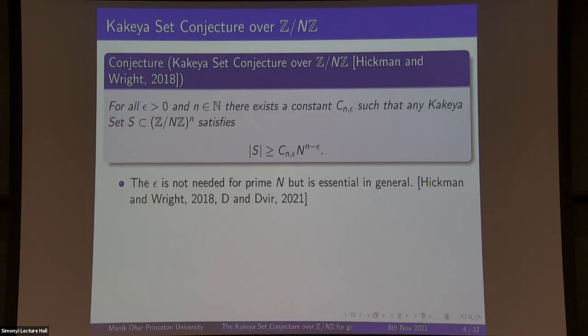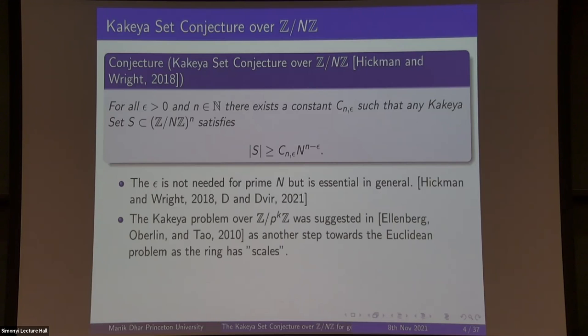Why did we want to solve this problem for general N? It turns out this problem for prime powers was suggested by Ellenberg, Oberlin, and Tao in 2010. The reason they suggested this was that, unlike the prime fields, Z mod P to the K is supposed to have scales. So what do I mean by that?